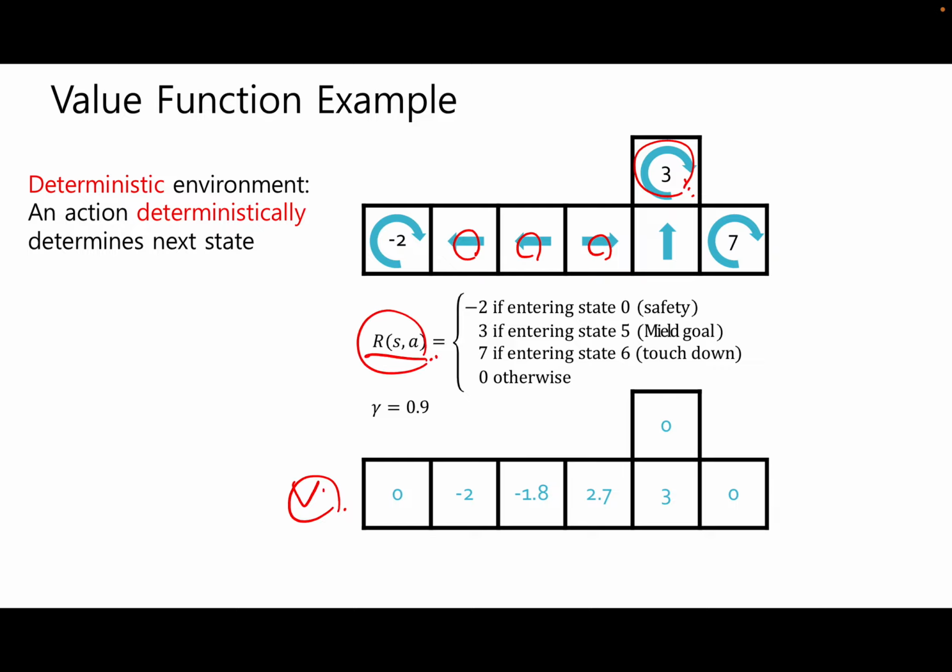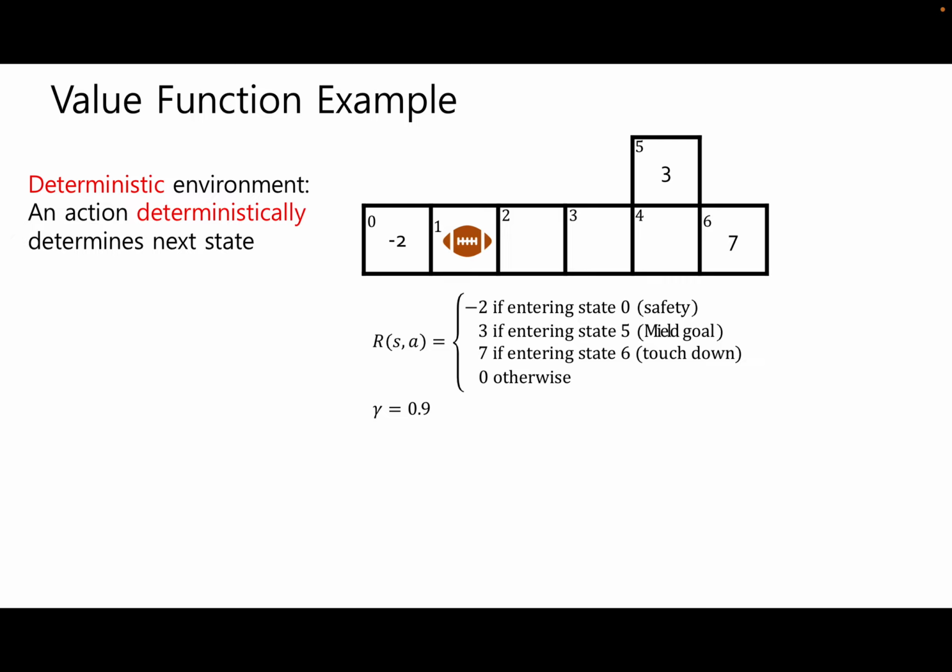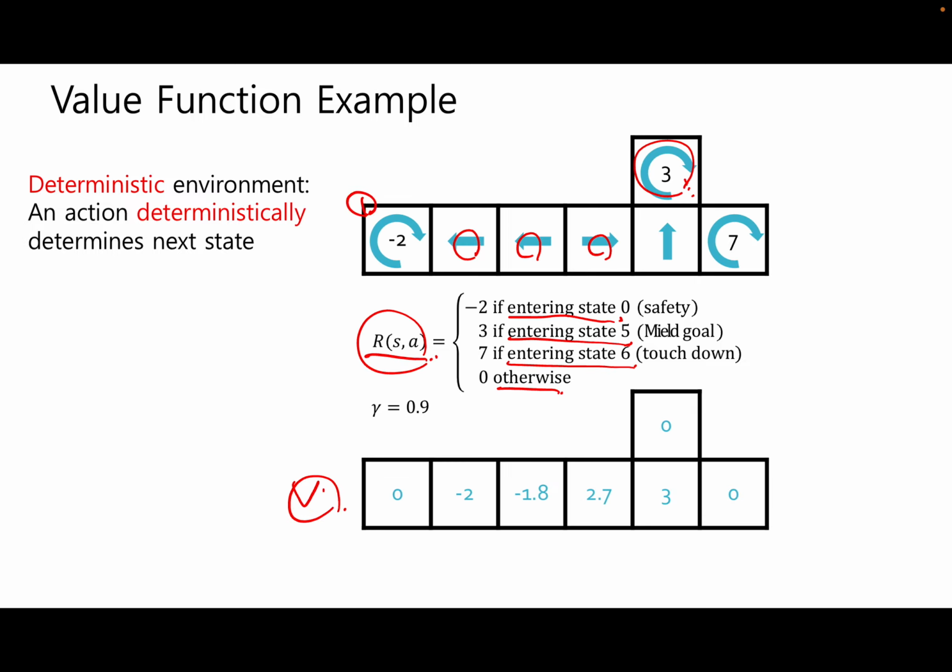This is the reward function. Entering state 0 gives a reward, entering 5 gives a reward, entering 6 gives a reward, otherwise 0. The states start with 0, 1, 2, 3, 4, 5, 6. These are the state indices. And how about state 5? It just revisits state 5, right? It's not entering state 5, so the reward is 0. That is the reason why we have 0.